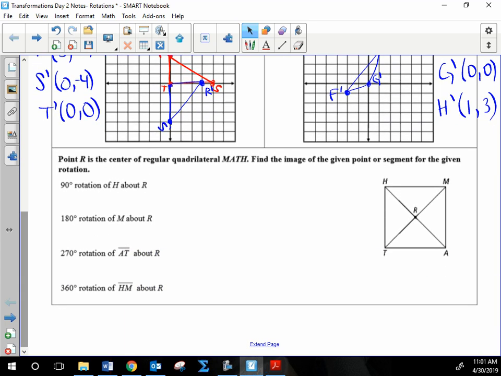All right, so our next component here, I like this one because it takes us off the coordinate plane. It just presents it a little differently. Since point R is the center of our quadrilateral, find the image of the point or segment for the given rotation. So 90 degrees of rotation of H about R. We're rotating about the point R, so you can think of this as your origin. So H rotates 90 degrees. What is it now going to be? That's the point that you're going to write down. Go through and do that for each one, whether it's a point or a segment, and write out what the new one is going to be.